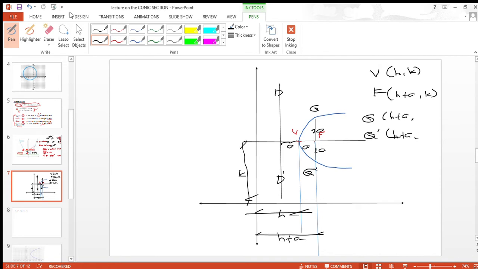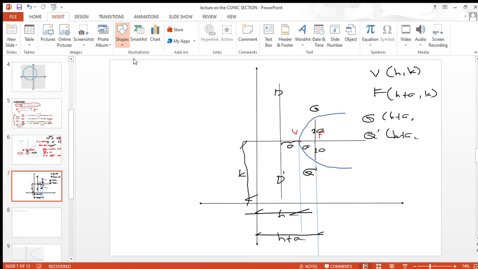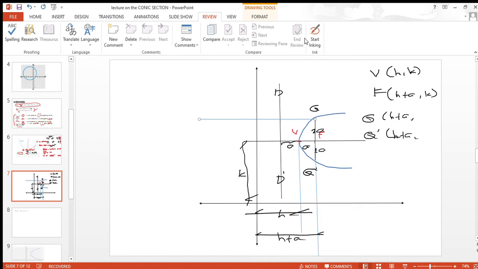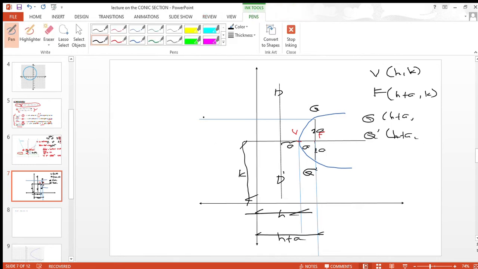Now, for the ordinate of Q, this whole length will be the ordinate of Q, which is k plus 2a. So, k plus 2a. Then Q prime, since it is below, will be k minus 2a. Then finally, the equation of the directrix, since it is a line, is parallel to the y-axis.